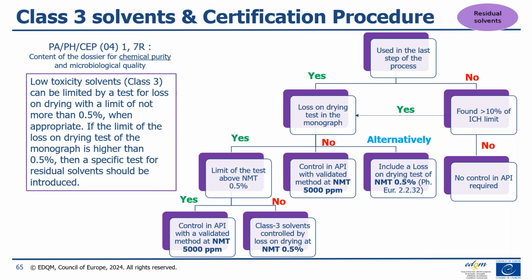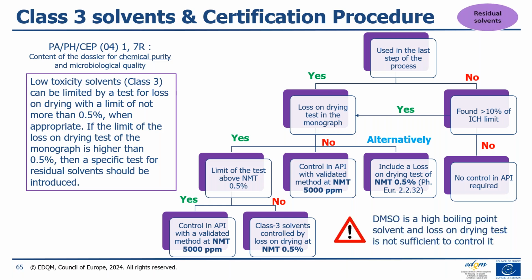The same if the solvent is not used in the last step, but it's found above 10% of the ICH limit. The same that we have seen can be implemented. And if it's below 10% of the ICH limit, then there is no control that is required for this solvent. But for DMSO, which is a high boiling point solvent, the test of loss on drying is not sufficient to control it. So you have to keep a test with a validated method anyway.